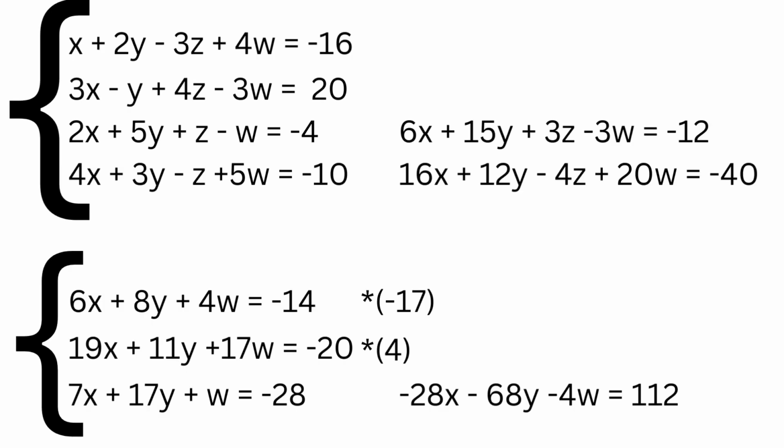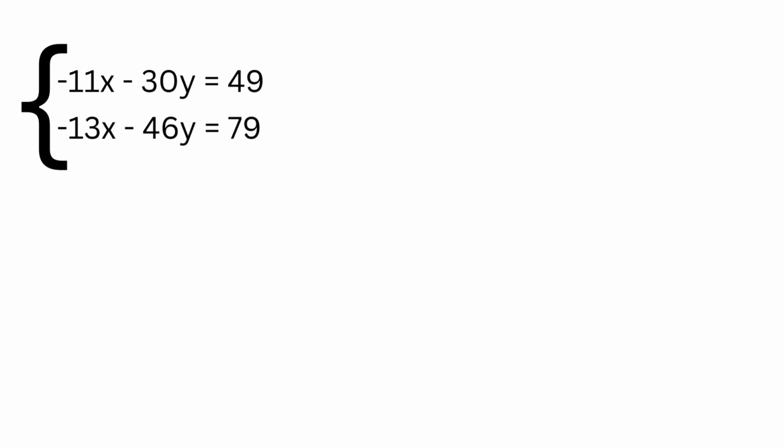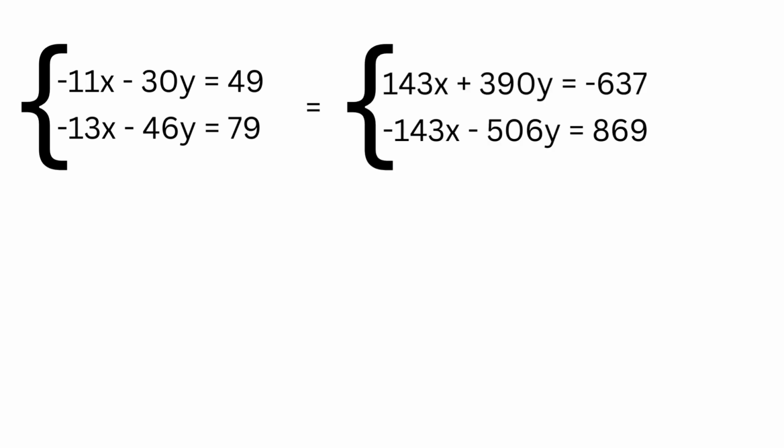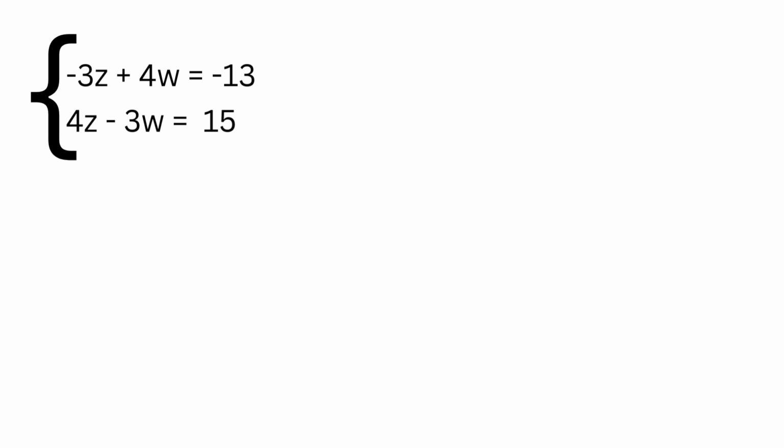Next, multiply the first by -17 and the second by 4. So the answer will be as follows. Now we add these 2 equations to get -13x minus 46y equals 79. Then we multiply the first equation by -13 and the second by 11. So we will get the following result. Then add them to get y equal -2 and x equal 1. Then go to the main system and replace x and y to get this system. Next, we solve this 2 by 2 system to get the final result.